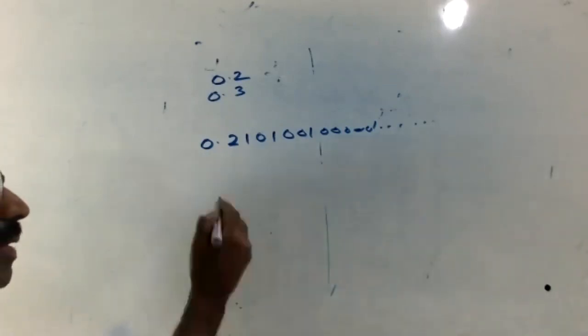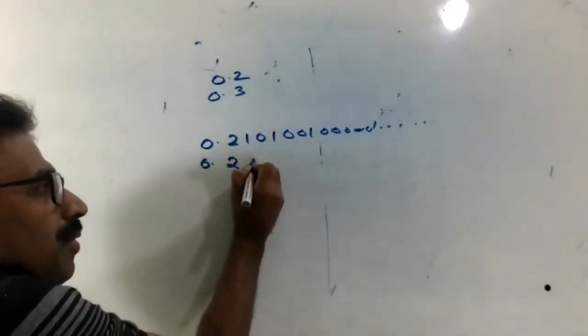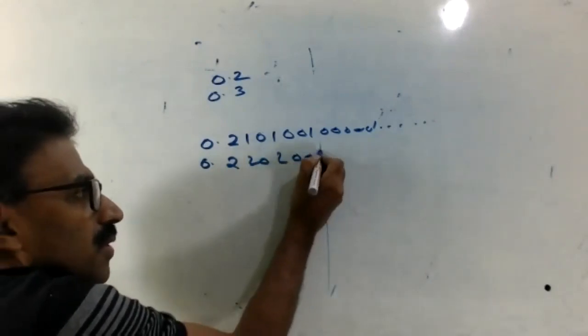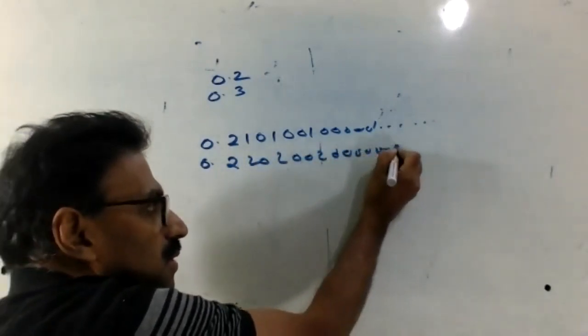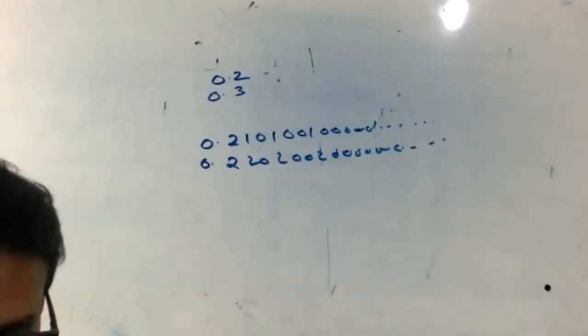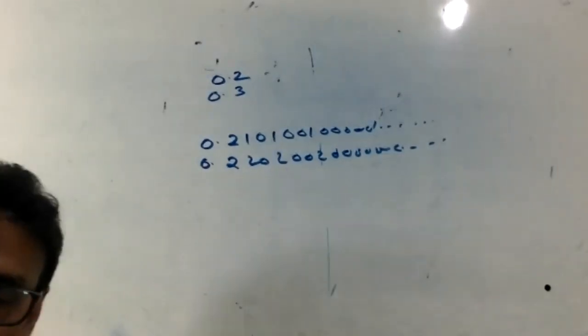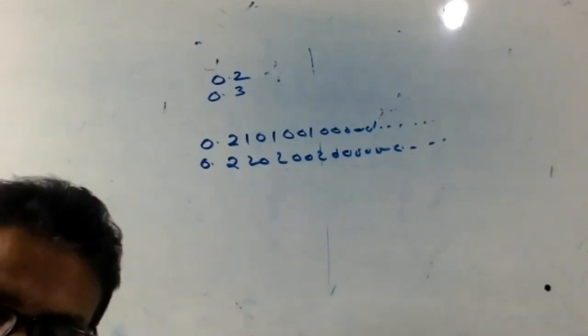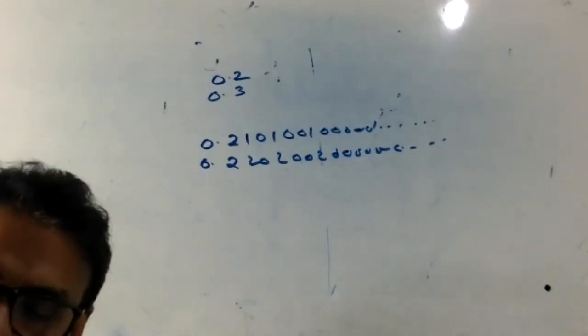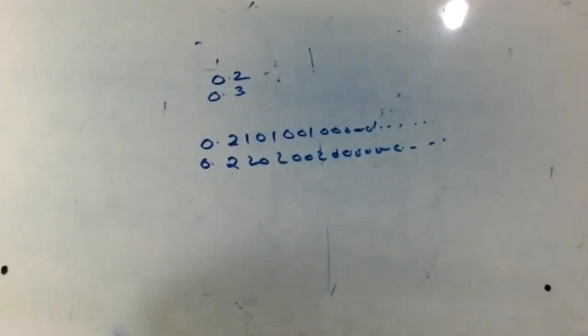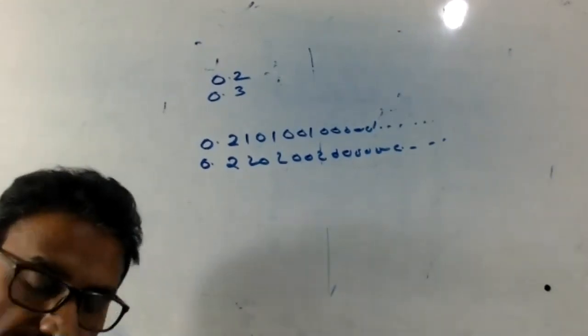Okay, we need one more number. You can write 0.2 0 2 0 0 2 0 0 0 0 0, then etc. If not etc., you will be in trouble. If there is no etc., it is a rational number. Are you okay? You understood the difference between rational numbers and irrational numbers. Once again, I'll tell you that. Okay, complete. You write this one.